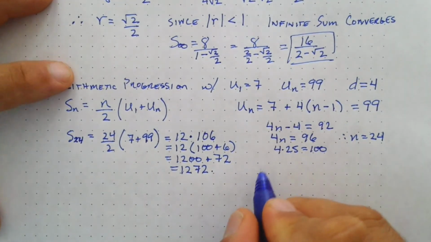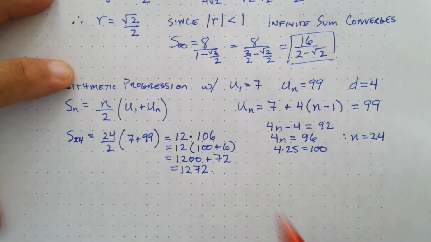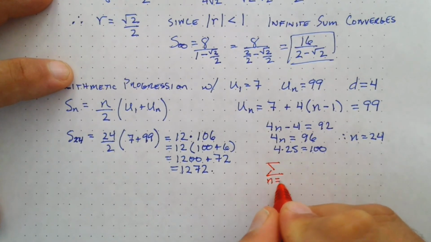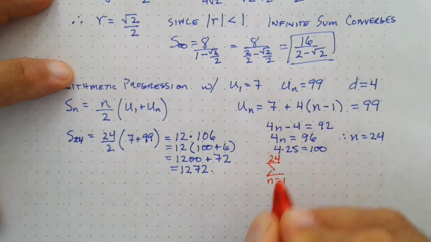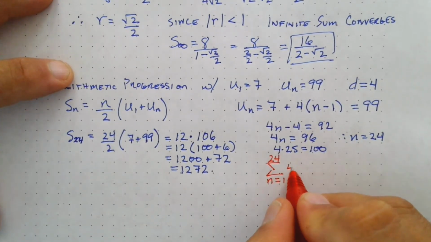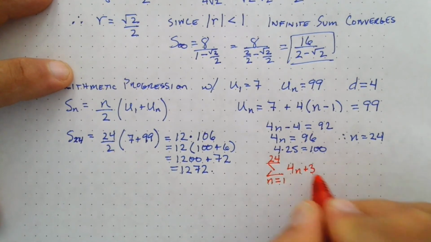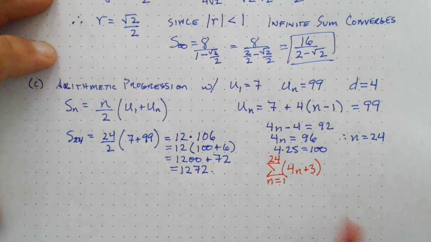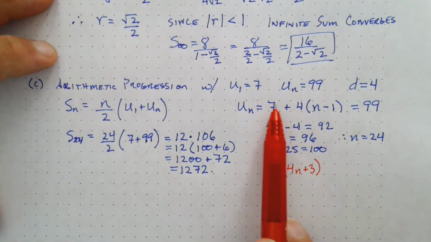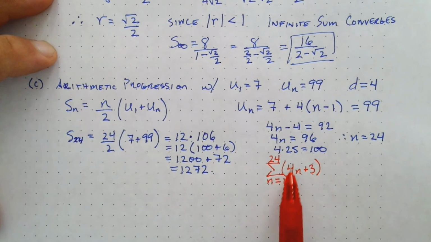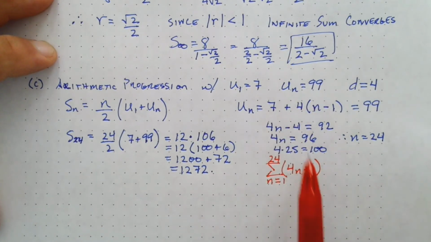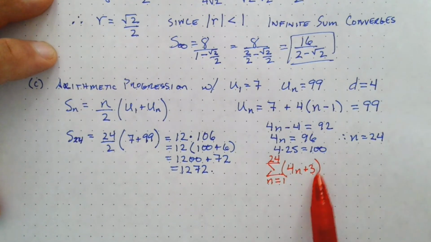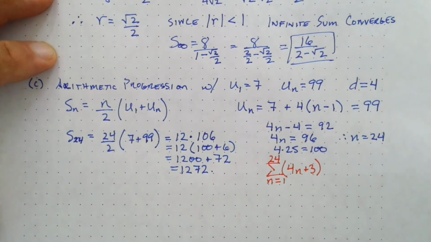So for C, I might say that I have the summation, right? I have a summation from n equals 1 to 24. My common difference was 4n, but then I would need to add 3, right? Because that'll get me to a first term of 7. That if n equals 1, 4 times 1 plus 3. Right? And if n equals 24, 4 times 24 is 96, plus 3 is 99, and that works.